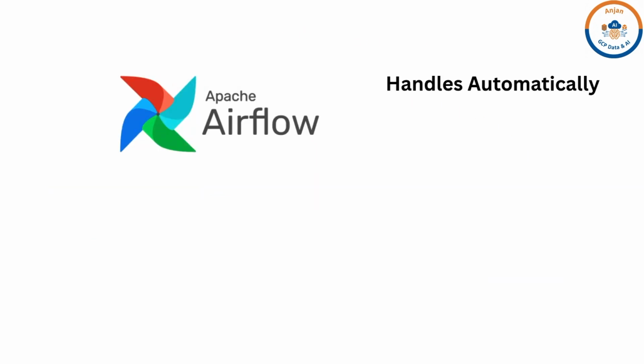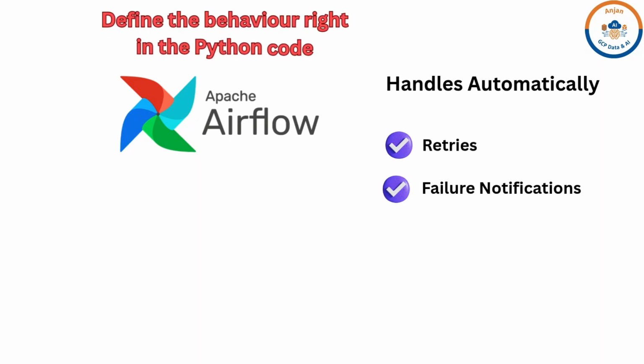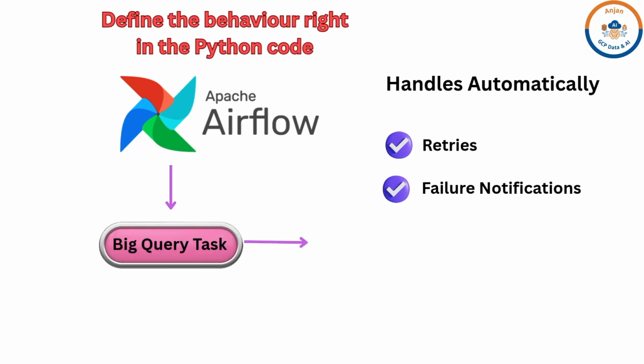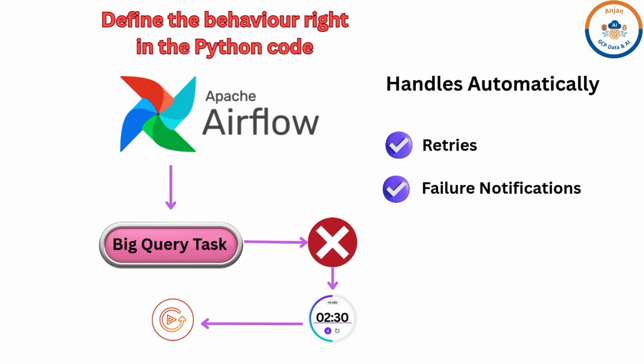Furthermore, Composer handles retries and failure notifications automatically. You define the behavior right in your Python code. Here is an example. If a BigQuery job fails, Airflow can automatically wait a set time and try again. And if it still fails, send a notification via Slack operator or email.